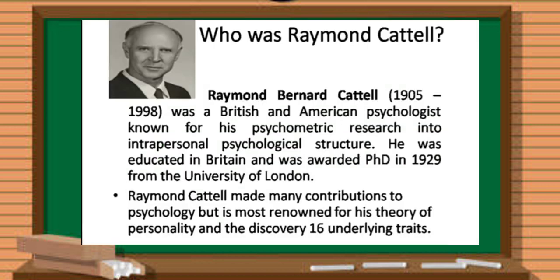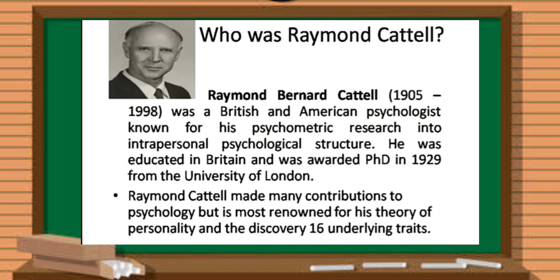From the 4,500 traits of Allport, it was reduced into the 16 PF, or 16 personality factors, by Cattell. Raymond Bernard Cattell was born in 1905 and died in 1998. He was a British American psychologist known for his psychometric research into intrapersonal psychological structure. He was educated in Britain and was awarded a PhD in 1929 from the University of London.